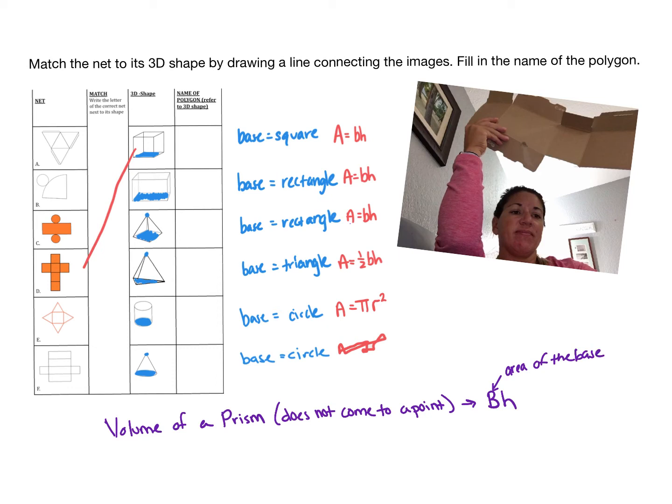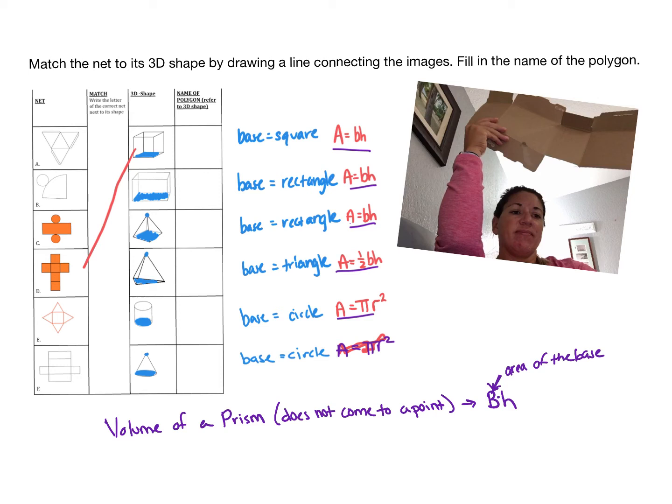So you might need to use BH. You might need to use 1/2 BH. You might have to use pi r squared. Okay, so the area of the base goes in for the capital B, and then you multiply that by the overall height of the object.